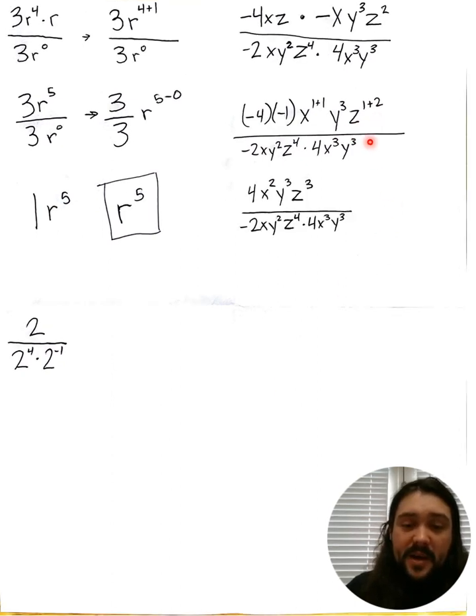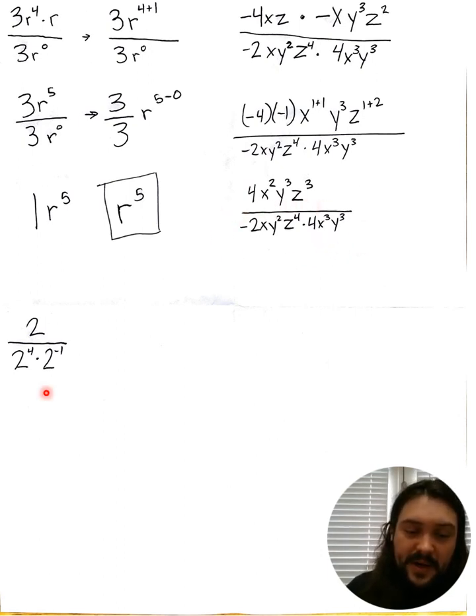Notice I left the denominator completely untouched. I'm just rewriting it. I haven't changed anything in the denominator yet. But my numerator is all simplified. This is all simplified. 4x squared, y cubed, z cubed. All right, -2x, y squared, z to the 4th, 4x cubed, y cubed. Let's work on the denominator.